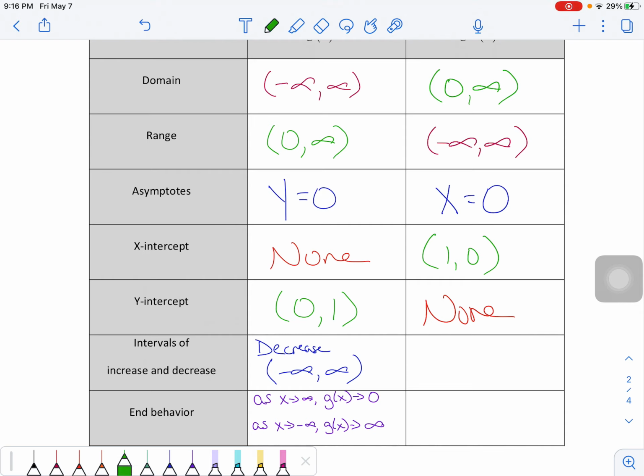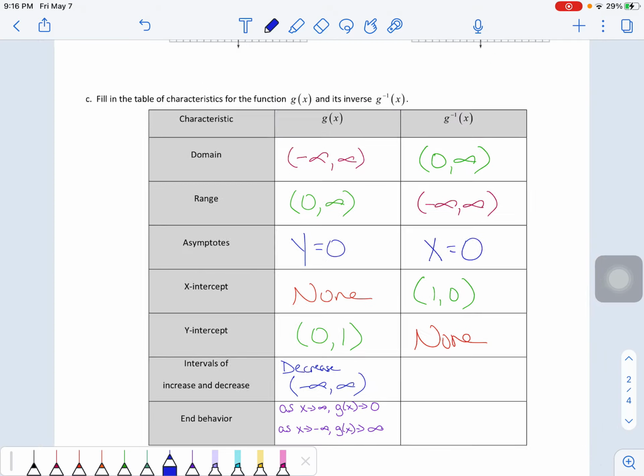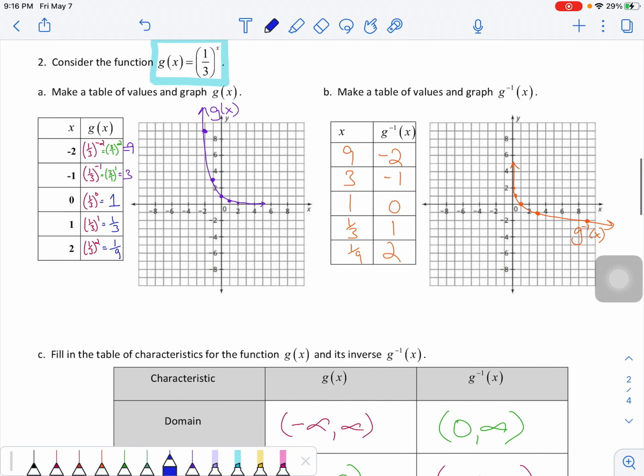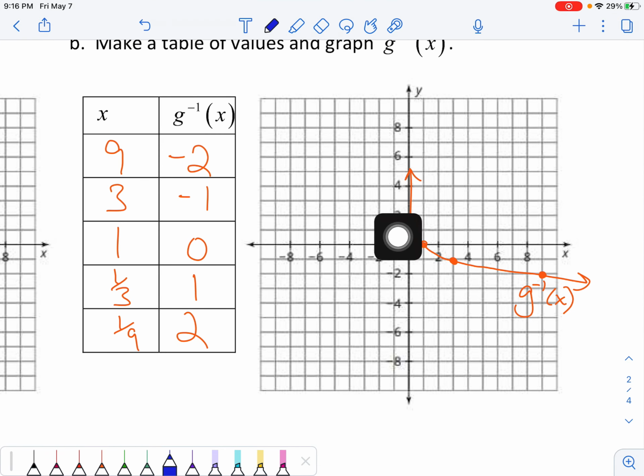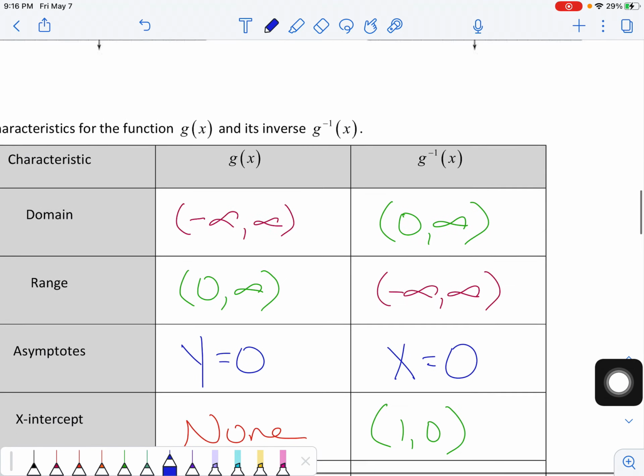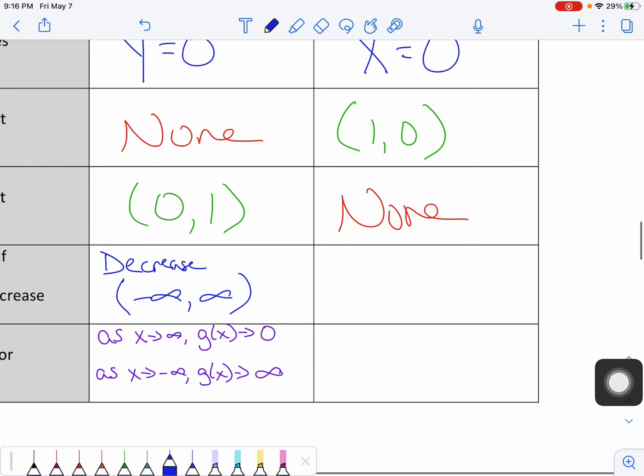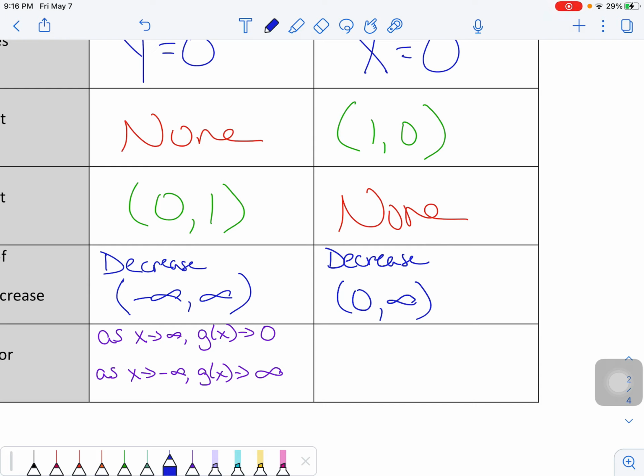Now, interval of increase or decrease, this one I want to look at the actual graph just to make sure my brain is telling me the right thing. So if I look at this orange curve from left to right, this graph is dropping the entire way, so it's a decrease. So we're going to say this is an interval of decrease. Again, I apparently can't spell decrease, even though it's written on the page. Decrease over the domain, but again, the domain is now from 0 to infinity.